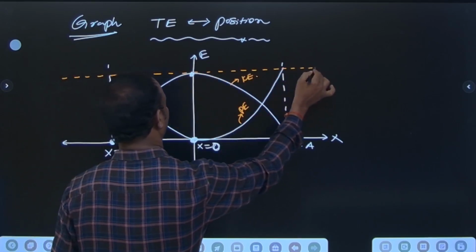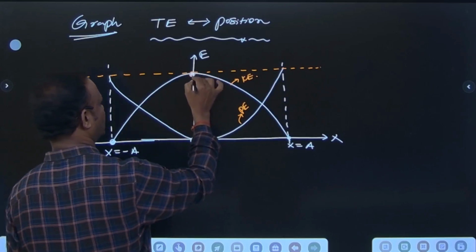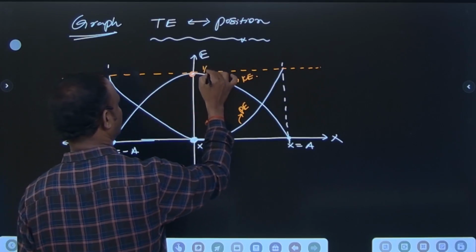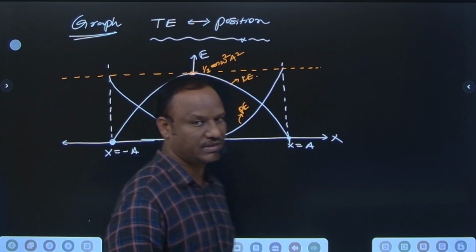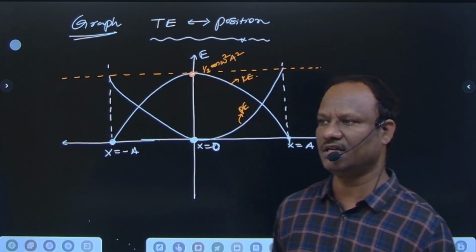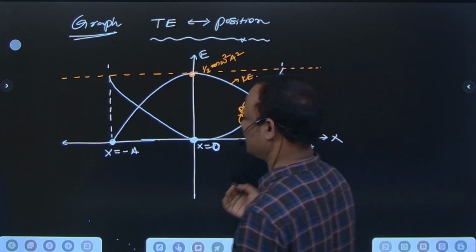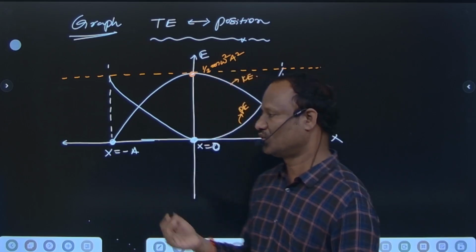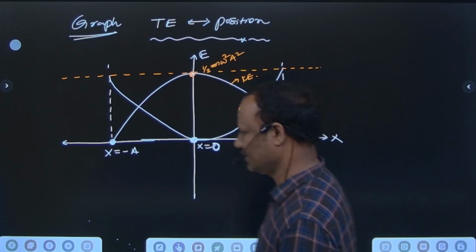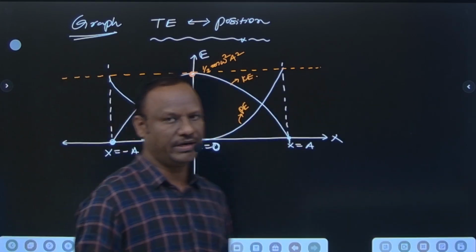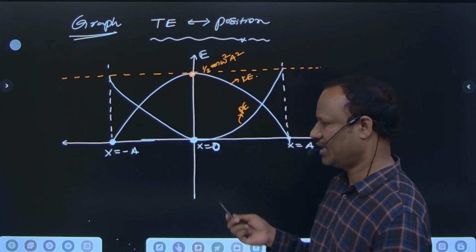For the total energy versus position, what is the maximum energy at this position? The maximum energy is half m omega square a square. Maximum kinetic energy or maximum potential energy, both are the same. So maximum kinetic energy is equal to maximum potential energy is equal to total energy, which is half m omega square a square. We have now completed kinetic energy, potential energy and total energy.